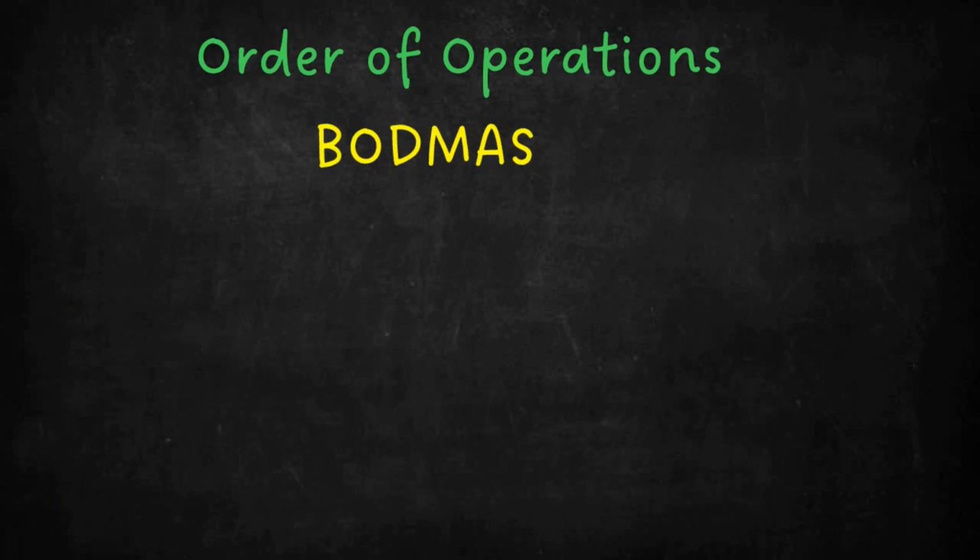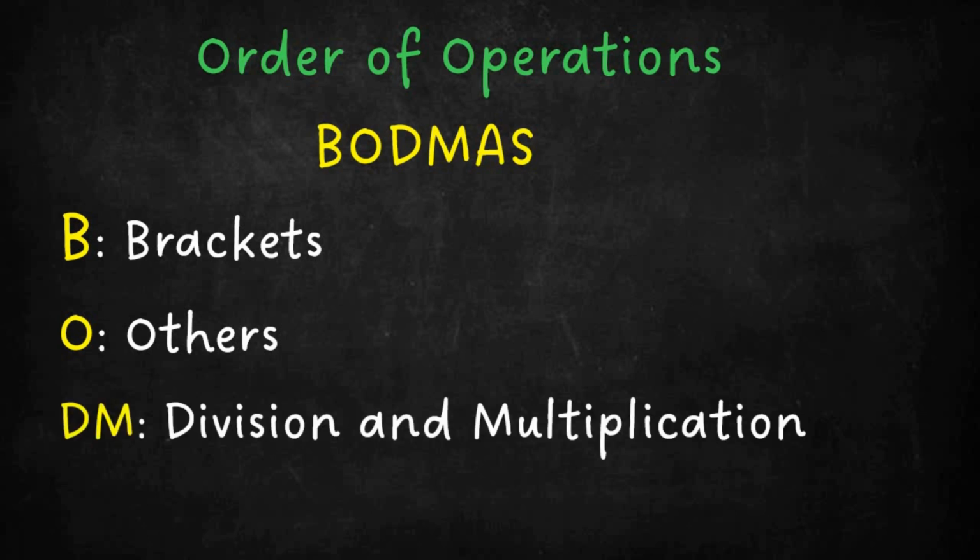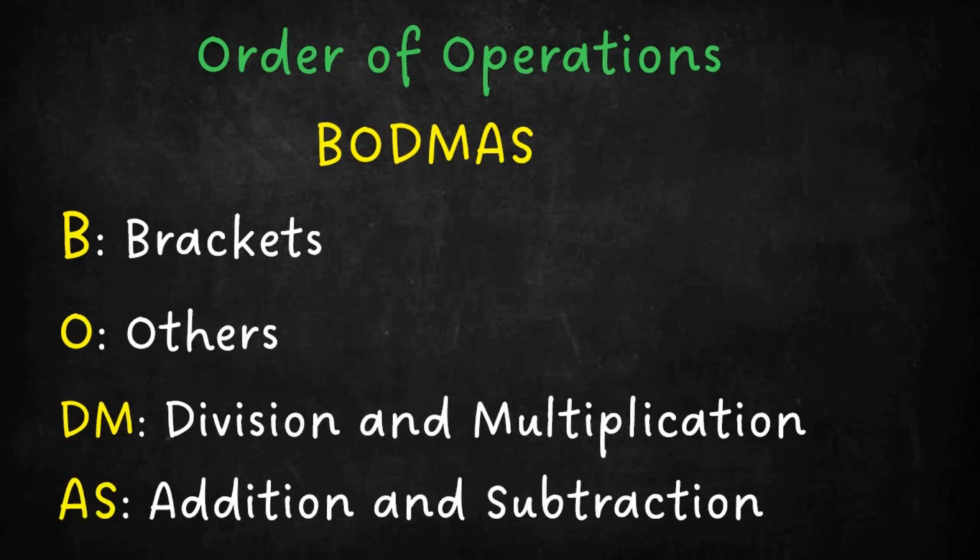Where in BODMAS, B refers to brackets, which is the same as parentheses. O refers to other operations such as exponents. DM refers to division and multiplication from left to right. AS refers to addition and subtraction from left to right.